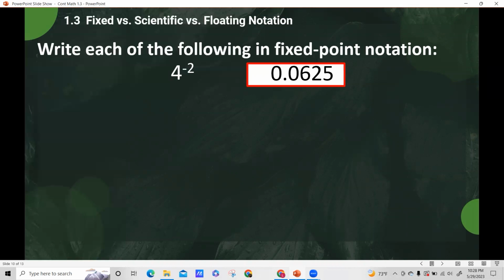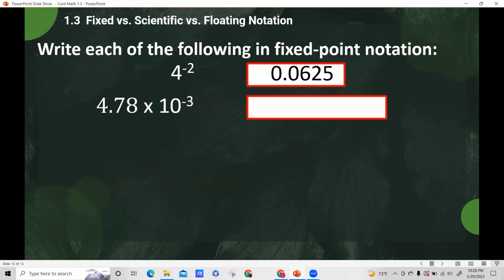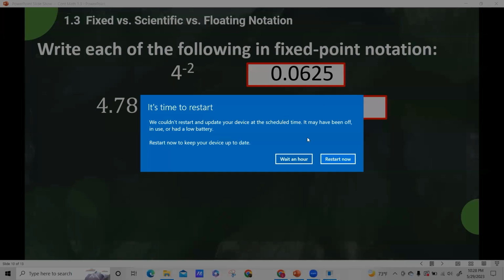Okay. Now, the next example, we have 4.78 times 10 to the -3rd. Now, we can use our laws of exponents on this, and let me see if I can make this screen go away. There we go. Okay, 4.78 times 10 to the -3.